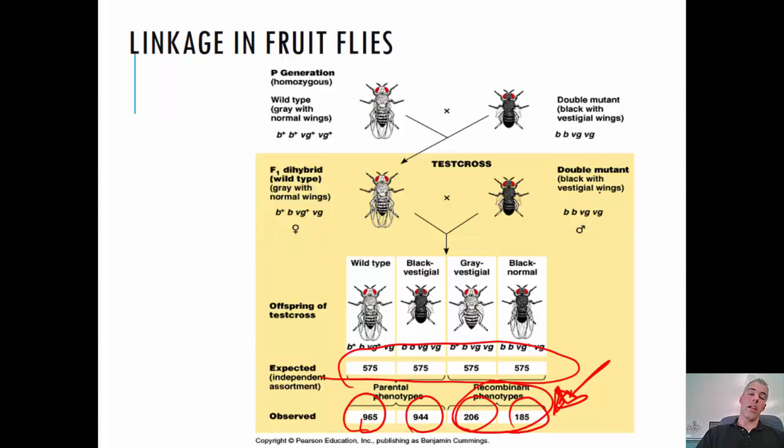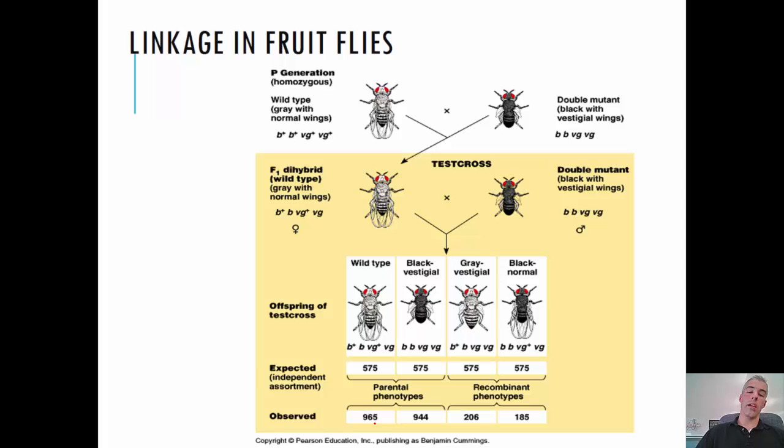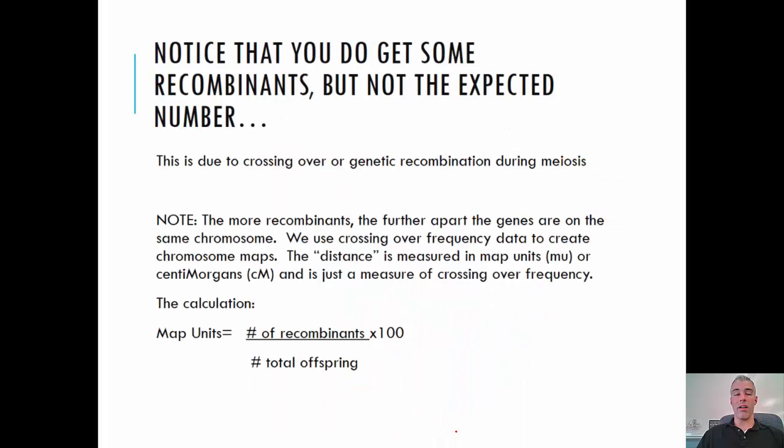So the way you can tell a linked gene is way more of the original parental phenotypes and only a few of what are called recombinants. The higher the number of recombinants, the further apart those genes are on the chromosome. So that's what this says here. Note, the more recombinants, the further apart the genes are on the same chromosome.